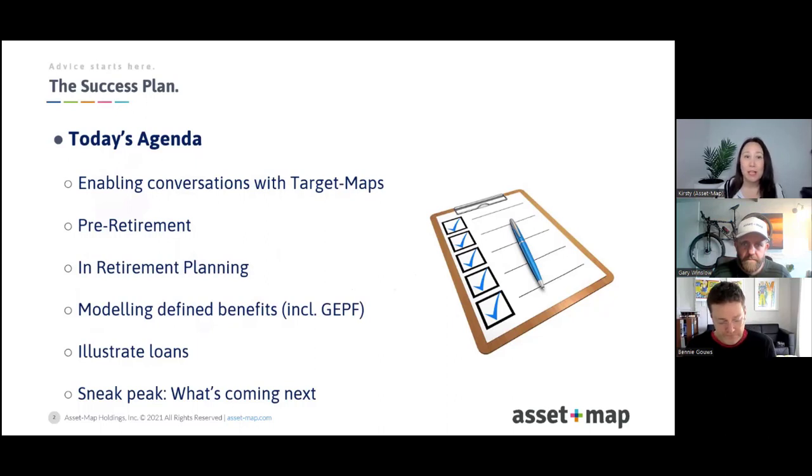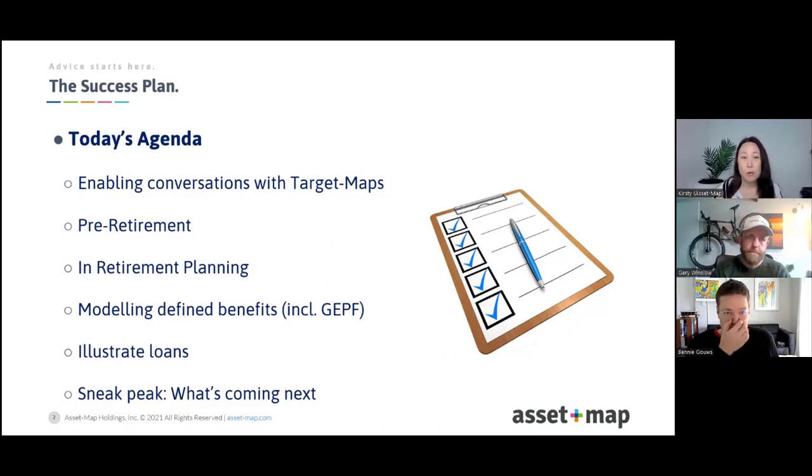So the first one I'm going to look at is pre-retirement. So a family that's still working towards retirement, and what are the key things to think about in that scenario? Then we'll jump into in-retirement planning. So that's a client that's already retired. What are the differences and things we need to think about in that space?